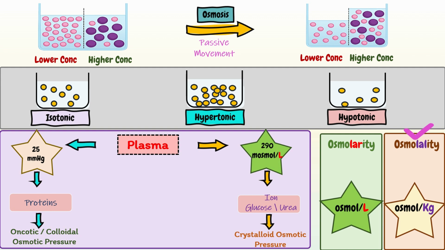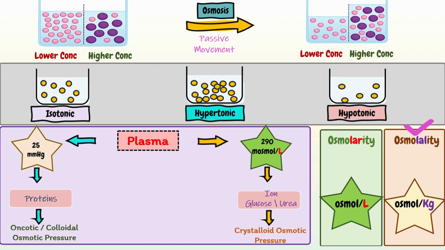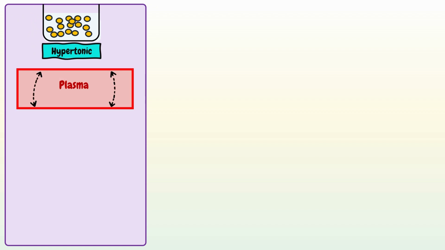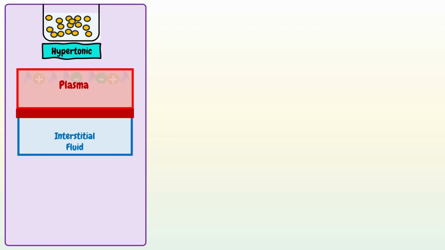Drinking fluids of differing osmotic potentials has distinct effects on the distribution of water between cells and extracellular fluid. Now let's discuss the effects of ingesting fluids of differing osmotic potential. In case of hypertonic fluid, plasma volume expands. Plasma becomes concentrated. Free movement of water and ions from plasma leads to expansion of interstitial fluid.